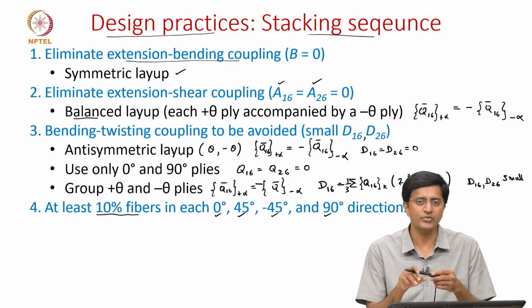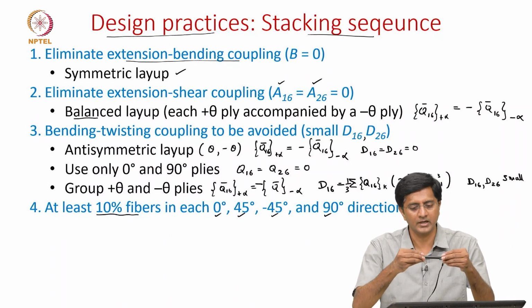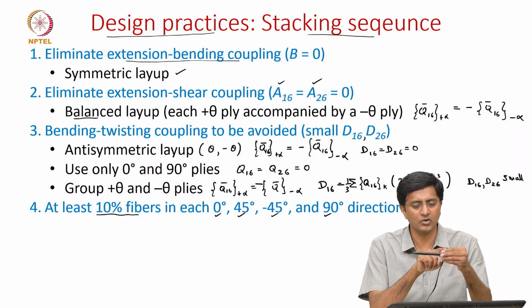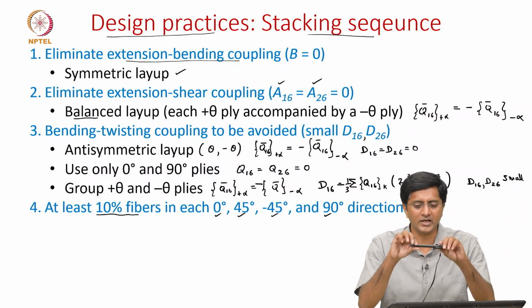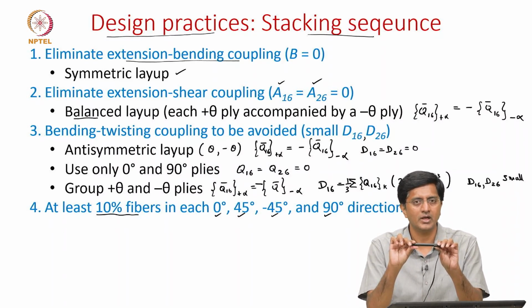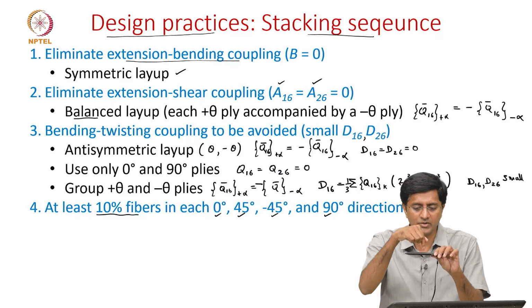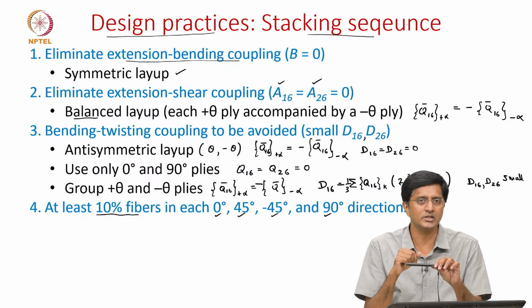So let's say if you design only for an extension load, you may say that the orientation should be all 0. But then let's say occasionally there is a bending load, and then it might fail, or if there is a transverse load it might fail because you haven't accounted for that in the design. So how do you take care of this?